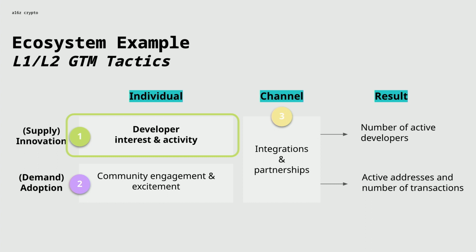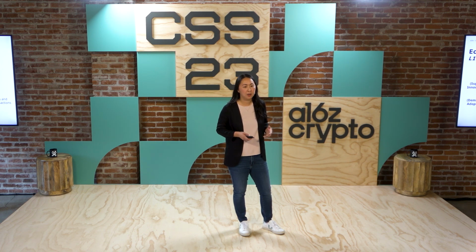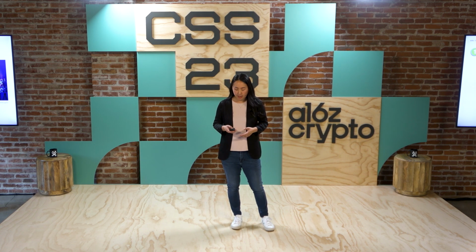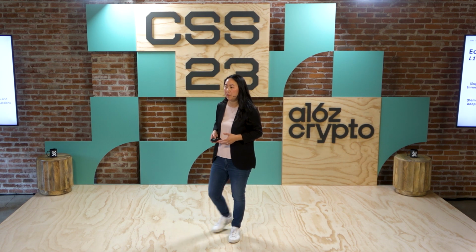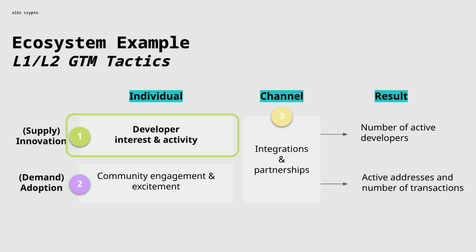Well, you're targeting both individuals, and so this is a one-to-one motion here, and you're also targeting channels, and this is really one-to-many. And so on the individual side, that's really on the supply side around developers, and on the demand side, it's around your community and your users. Your channels, these are through integrations and partnerships. And then the result here would be number of active developers, active addresses growing, number of transactions, growth in TVL. And I'll just deep dive into each of these categories.